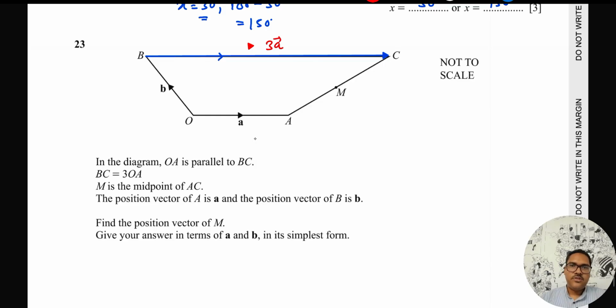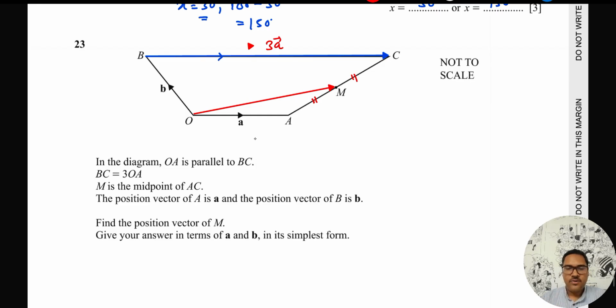Now M is the midpoint. You can see the position vector of A is given, and the position vector of B is given. Find the position vector of M. So the question is asking you to write the position vector. That means from the origin, what is OM vector? This is the position vector of M. Now the question is, how will you find this OM?